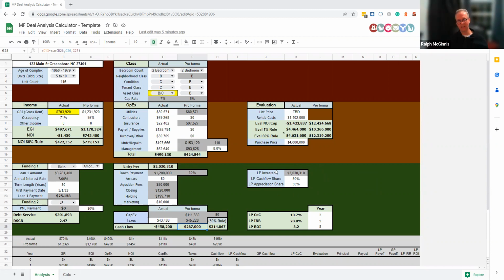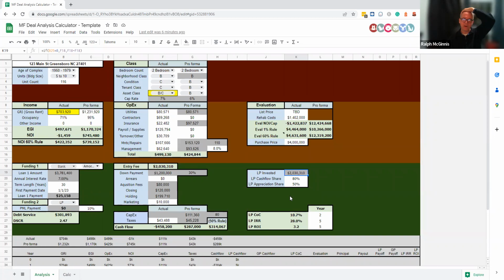If you're going to have a JV partner that's a limited money partner, you need to have an established relationship with that person ahead of time. So this tells you how much they need to invest, which you'll see matches the entry fee over here.